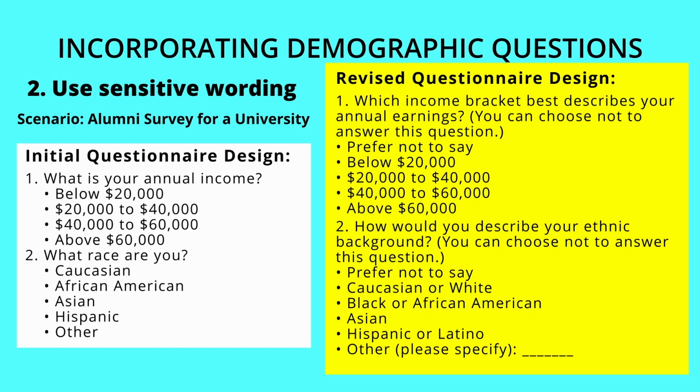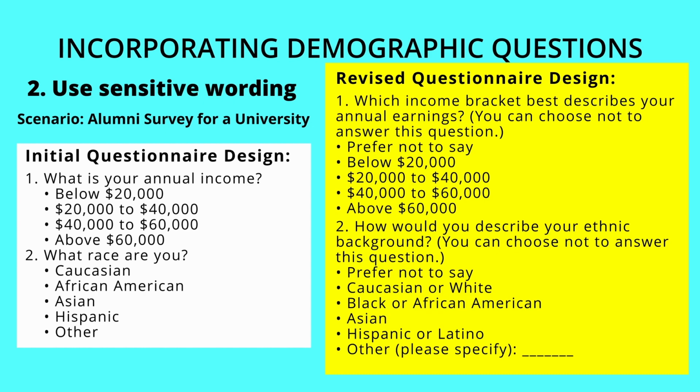So the first question is, which income bracket best describes your annual earnings? And then in brackets, they mentioned you can choose not to answer this question. And the options were, prefer not to say, below $20,000, $20,000 to $40,000, $40,000 to $60,000, and above $60,000.